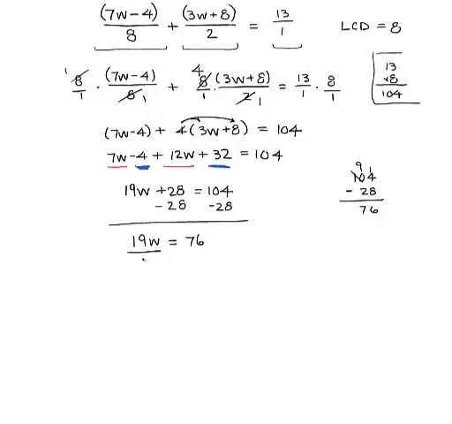And then to get w by itself, I divide by the coefficient. So I get 19 cancels. So I get w equals 76 over 19.